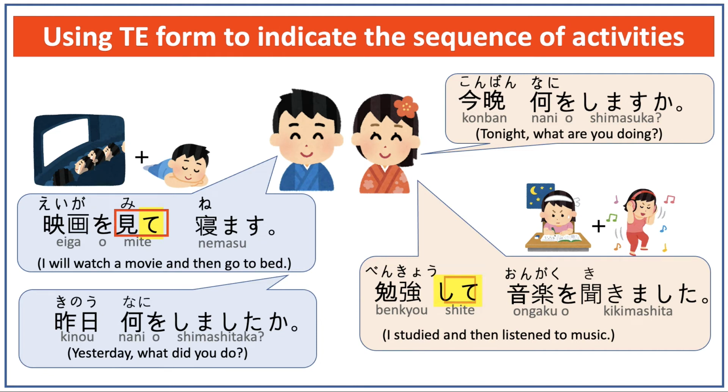Please note that we use mite, te form of miru, to connect the two activities. We use shite, te form of suru, to connect the two activities. Te form itself does not have a tense. In mite's case, it means I will watch TV, future tense, since the end of a sentence says nemasu, I will sleep. In shite's case, it means I did, past tense, since the end of a sentence says kikimashita, I listened, past tense.